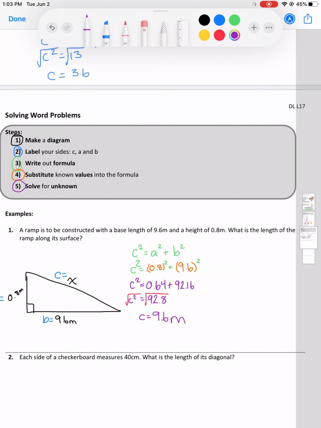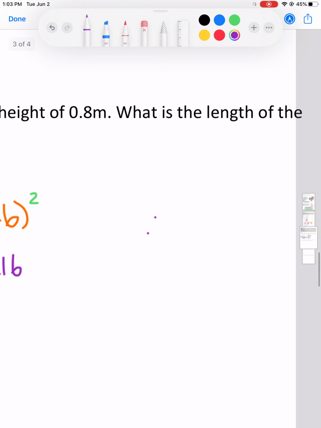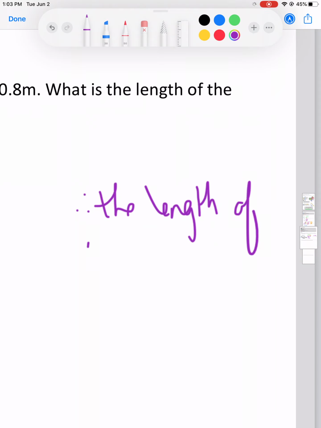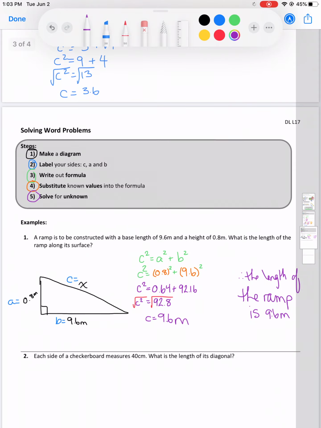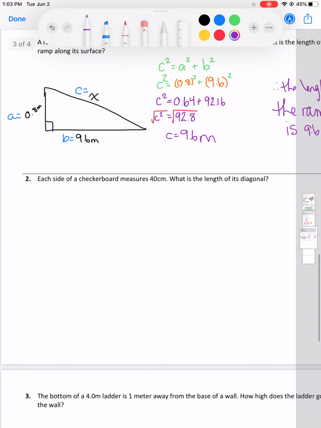So, a word problem ends in words. The length of the ramp is 9.6 meters. Voila. Easy, eh?